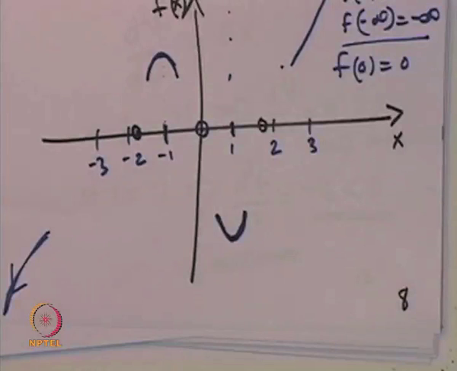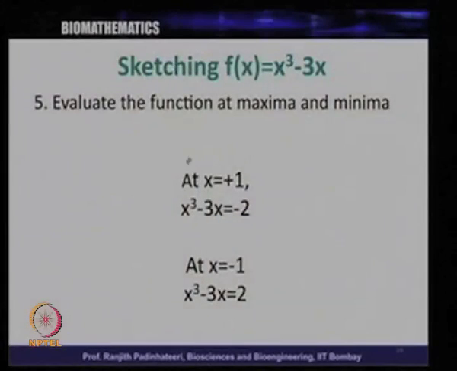So, let us go to the next recipe. The next one says evaluate the function at maximum and minimum. There is again an error here; it should read as evaluate the function at maximum and minimum. So, I take x equal to plus 1, x cube minus 3x is minus 2, and at x equal to minus 1, x cube minus 3x is plus 2. This you can see. So, how do we see that? Let us learn how we see that.